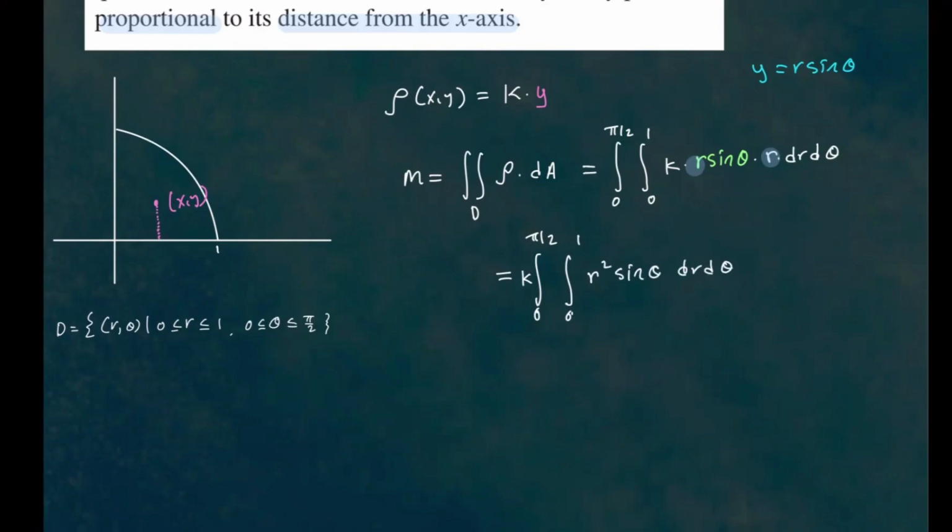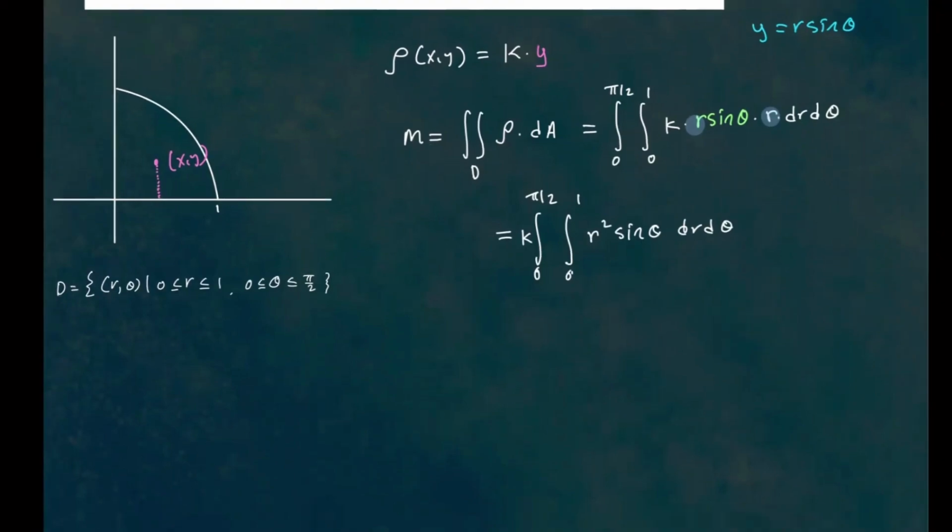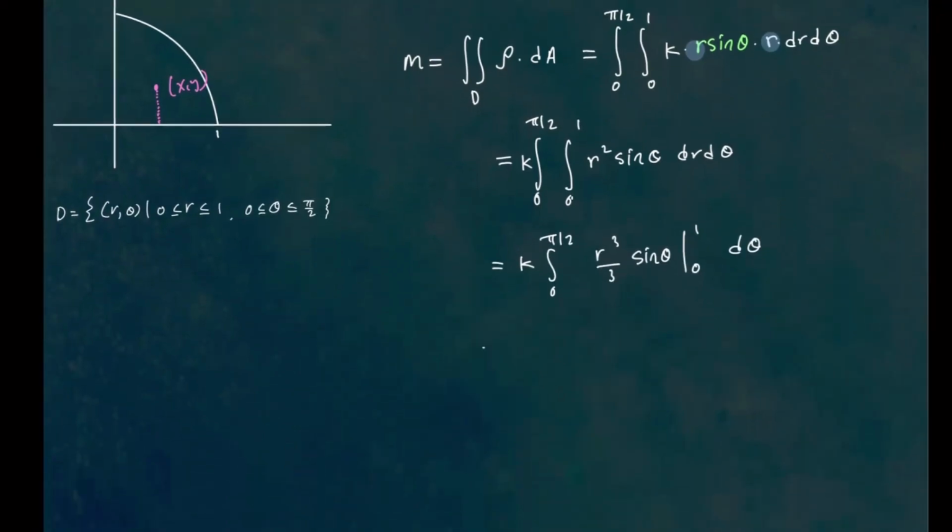Let's integrate with respect to r first. So we have k times the integral from 0 to pi over 2. The integral of r squared with respect to r is r cubed over 3. Sine theta is a constant, so carry it over. We're going to evaluate this from 0 to 1. Then we integrate with respect to theta. You could use some shortcut in this integral, but I'm just going to continue as I'm doing it right now. So what do we have? We have k over 3. Let's pull that out. When I plug in the upper limit of integration into r, it's just 1.